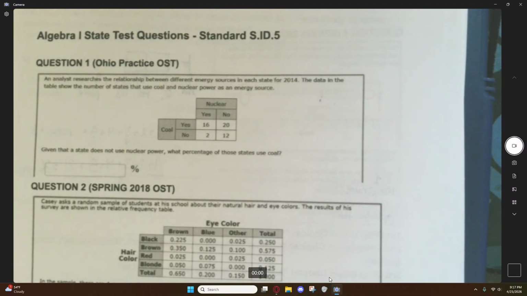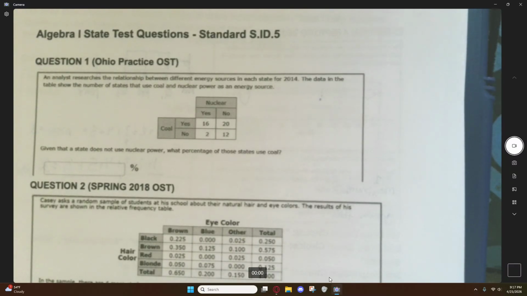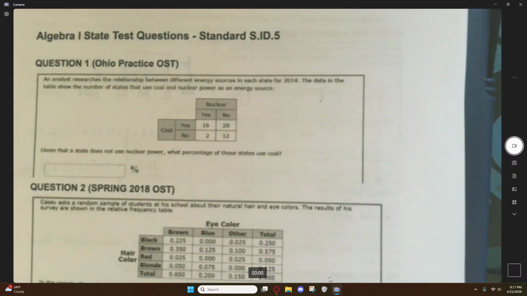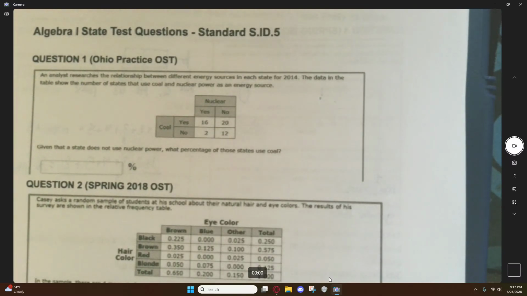Let's jump right in. An analyst researches the relationship between different energy sources in each state. For 2014, the data in the table shows the number of states that use coal and nuclear power as an energy source. Given that a state does not use nuclear power, what percentage of those states use coal?